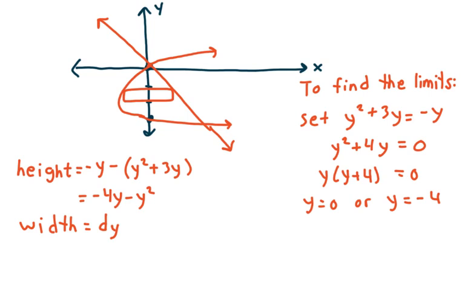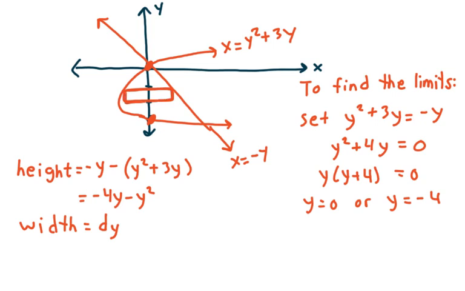So we have x equals negative y, that's the line. And if you notice, I plotted 0, 0 for one of my y-intercepts and 0, negative 3 for the other y-intercept. And I got a parabola that opens to the right. And so this is x equals y squared plus 3y. Notice how I draw a representative rectangle in the region.